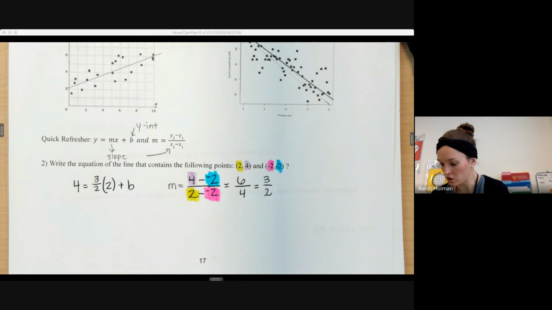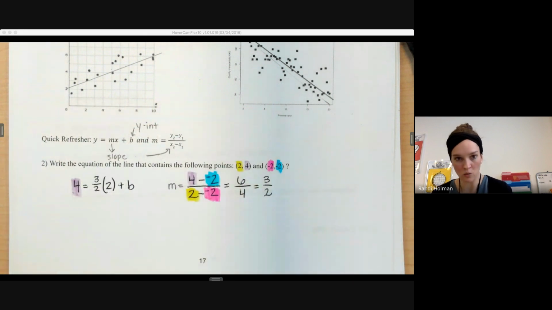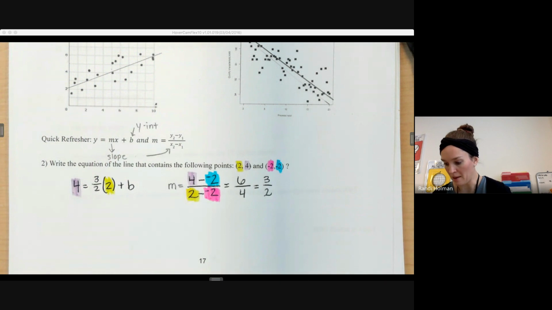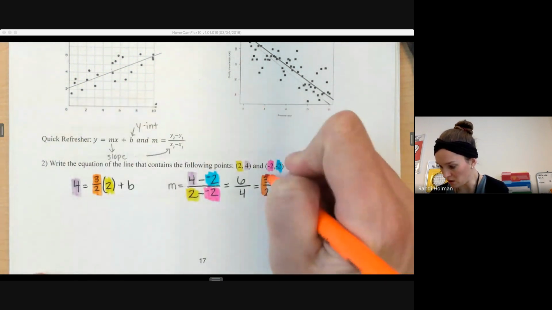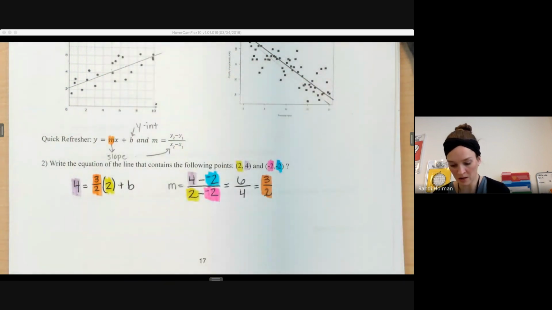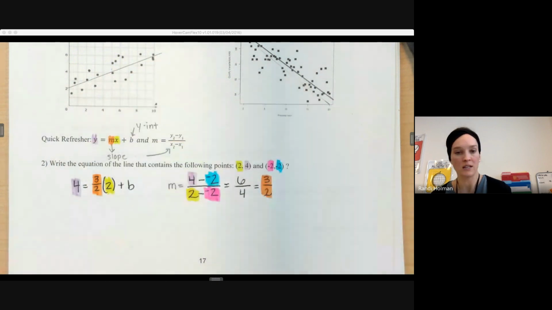So let's just show you quickly where those pieces are from. So this 4, 2 is just this xy point there. And then that 3/2 here is that slope that we found there. So we're plugging in that slope, a y value, and the x value that goes with that y value. You could have used the other point too, to find b.